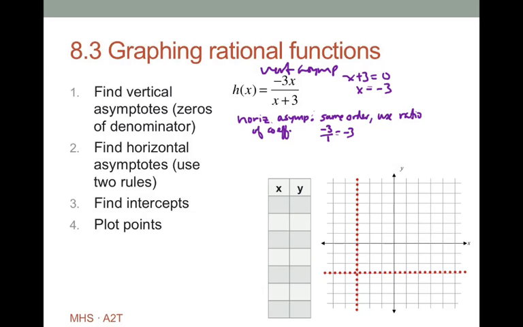If I plug in 0 for x to this function, I get 0 over 3, which is 0. So once I get a 0, 0, I know that is my x and y intercept. I can go ahead and plot that point. And the last thing is to just plot points generally.